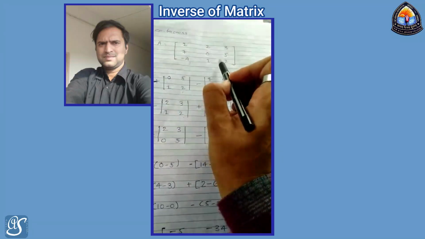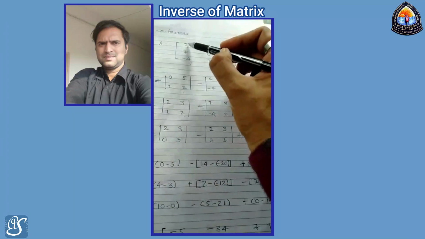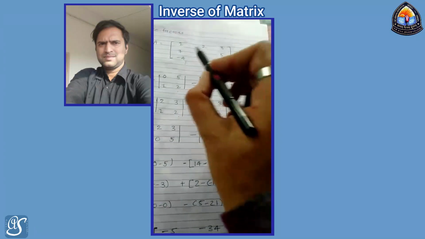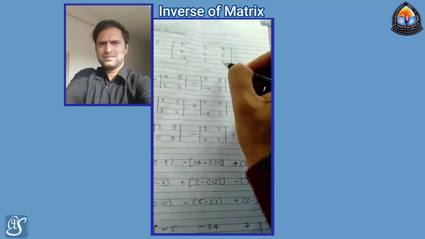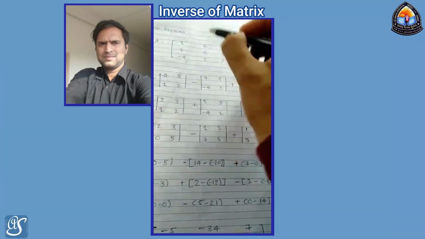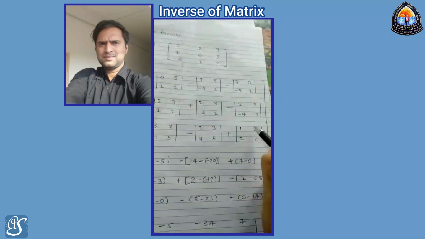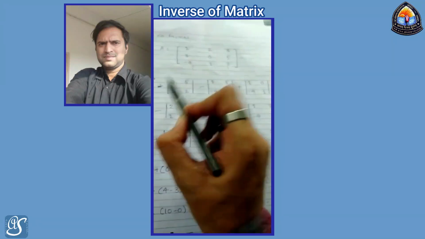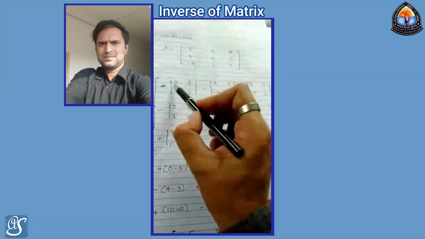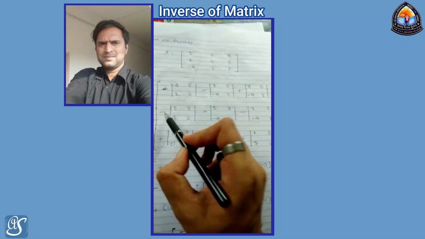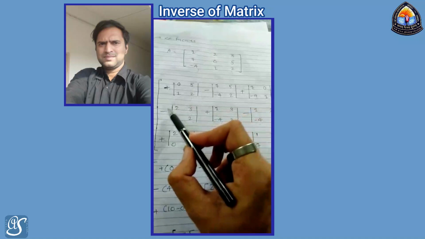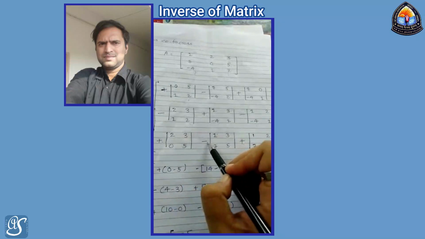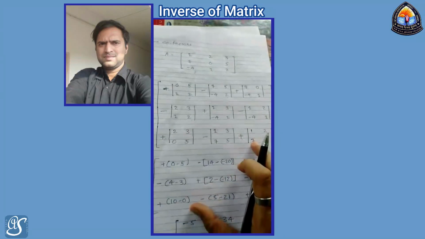For 1, hide the row and column which belong to 1. The remaining numbers are 1 7 3 5. So write here 1 7 3 5. For 2, hide the row and column which belong to 2. The remaining numbers are 1 7 2 0. So write here 1 7 2 0. Now put the signs. Here plus, minus, plus, here plus. So second row first column minus, third row first column plus, here minus. So here plus, minus, here plus. So here minus and here plus sign.